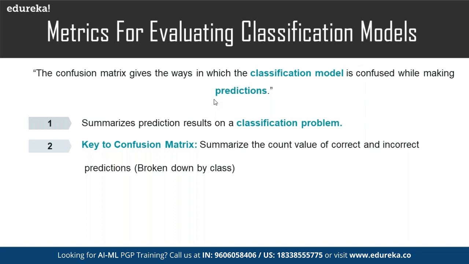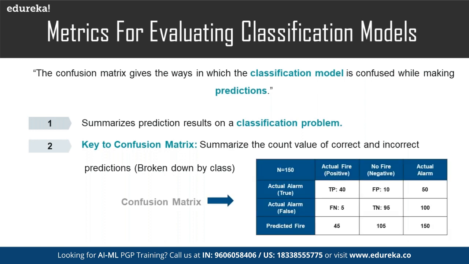So key to the confusion matrix here, what does this confusion matrix do? It summarizes incorrect and correct predictions by class. For example, take a fire alarm system. The system should alarm correctly whenever there is a fire in a place. When there is no fire, there should be no alarm, right? But what happens here, we see there is an alarm but there is no fire, and still we have got the alarm. What happened there? We trained the system wrongly and we evaluated the system wrongly. That is why we have got such wrong results.